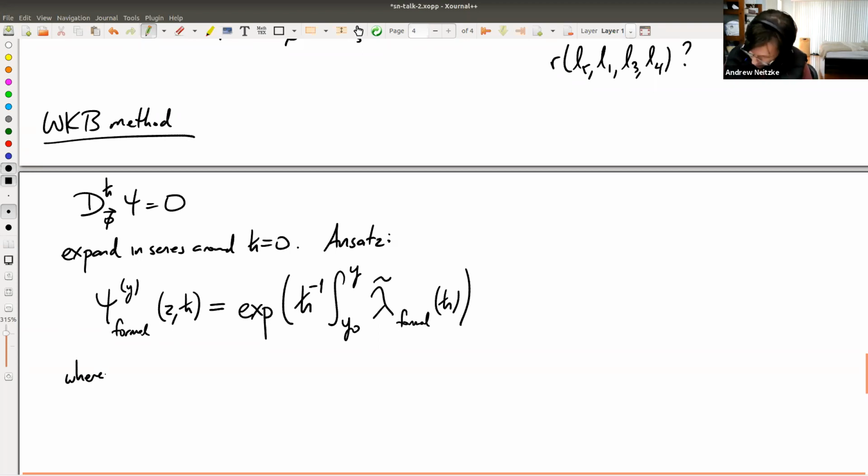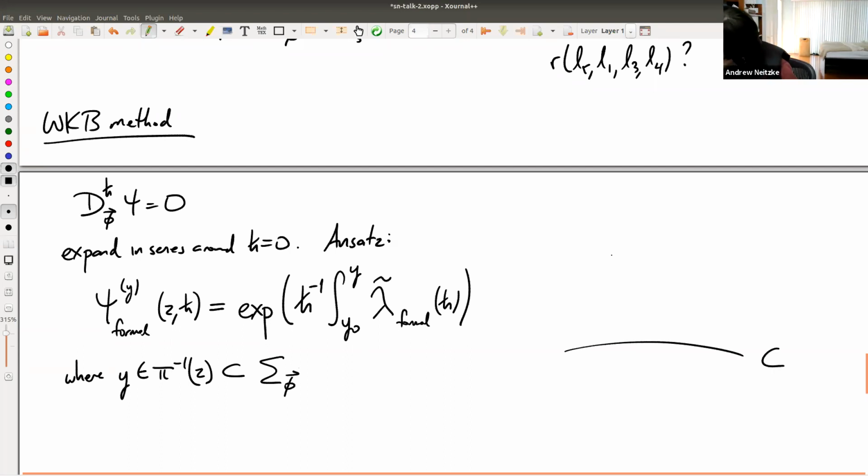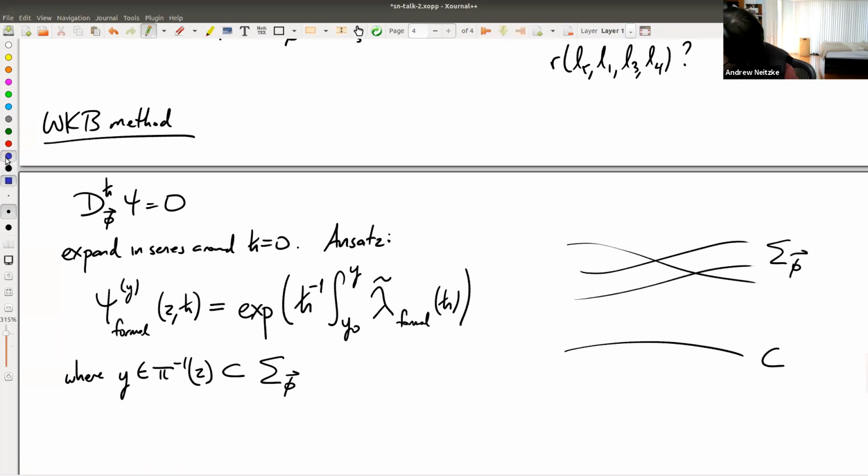Well, first of all, I'm writing a bunch of solutions labeled by points y, and y is a point of the spectral curve. So we had this picture, right? We've got our surface downstairs, and then we've got our spectral curve. And I'm trying to produce solutions here, or in some little neighborhood here.